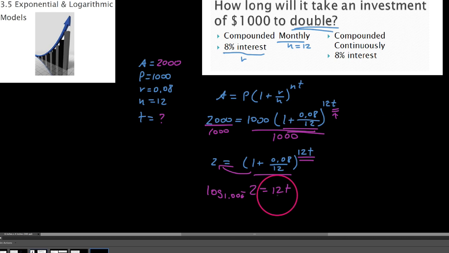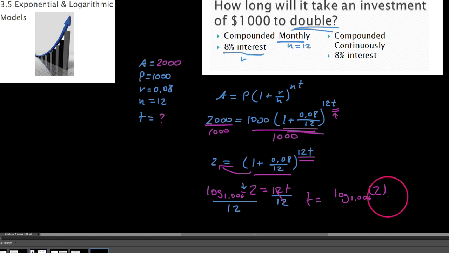Now at this point we could just divide everything by 12. So what we end up with is a time that is equal to log base 1.006 repeating of 2, all over 12. That's going to be our time.